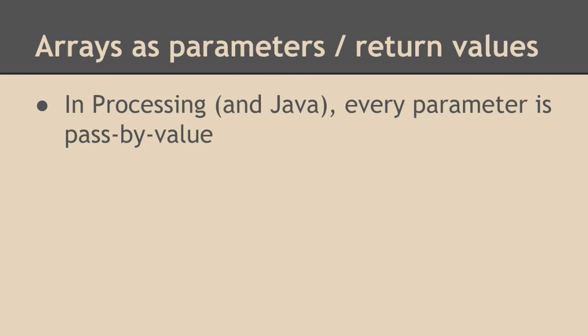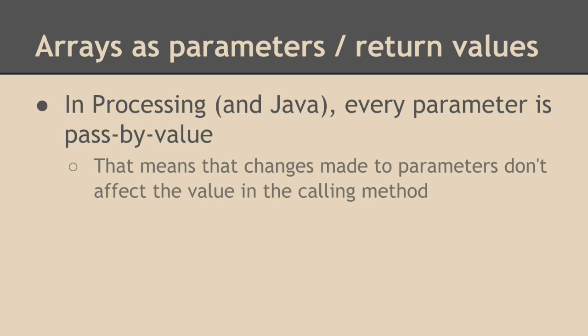One thing that's important about the way processing and its parent language Java work is that every parameter is passed using what's called pass-by-value. So in pass-by-value, a copy is made of an item when we call the method, placed into the parameter variable inside the method, and that means that any changes that are made to parameters inside a method don't affect the original value.